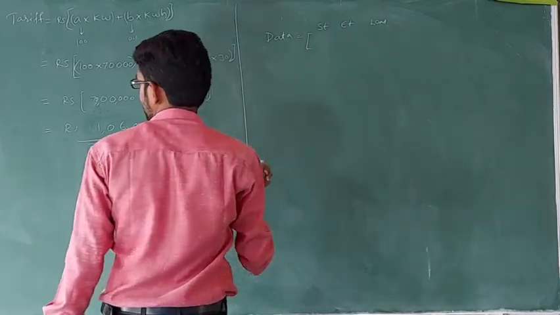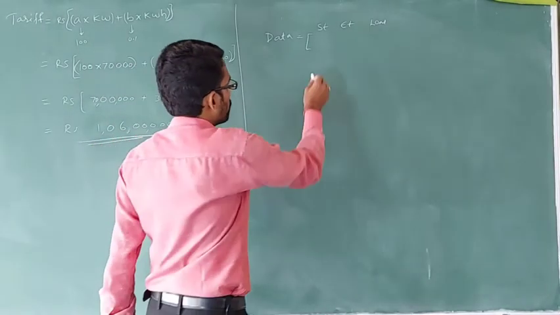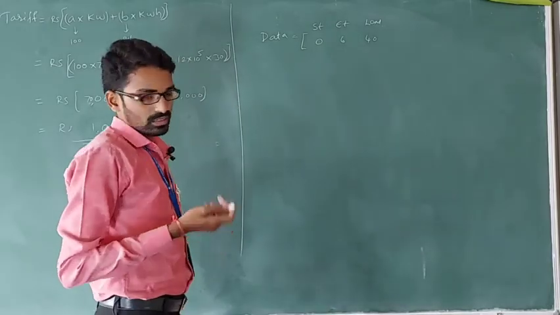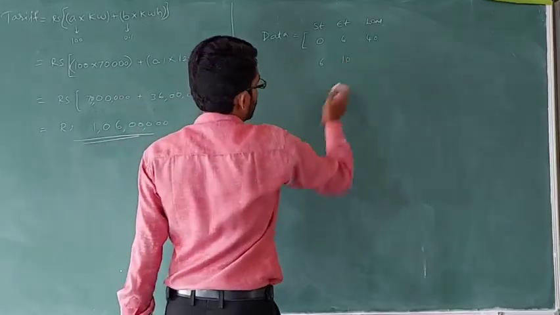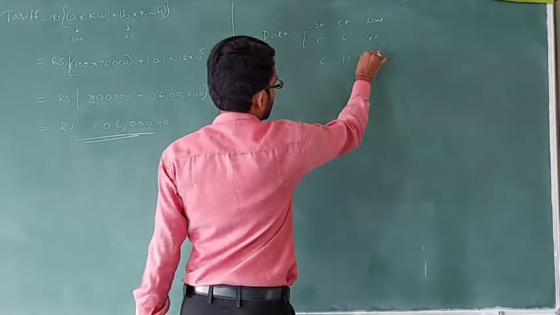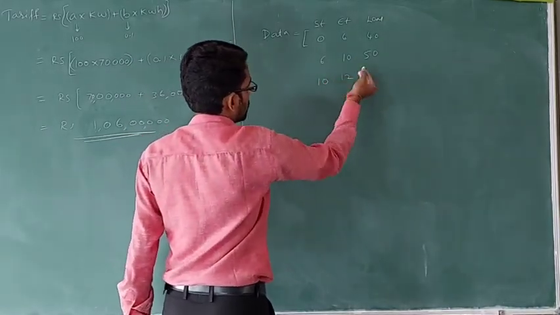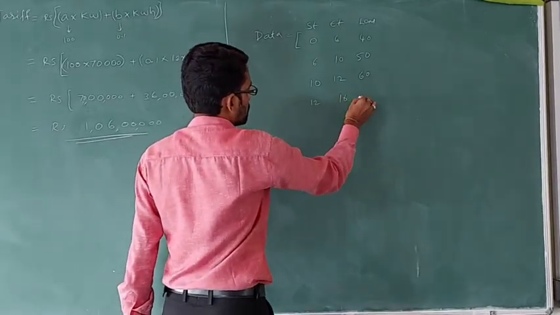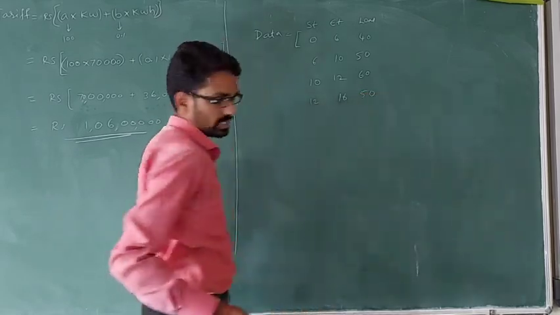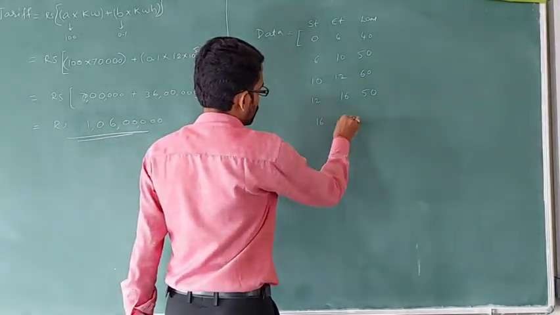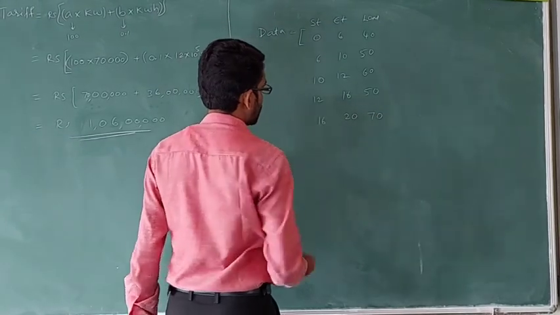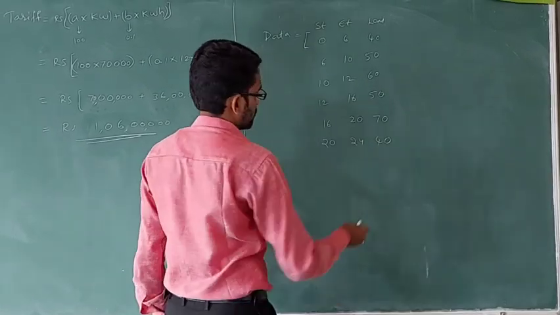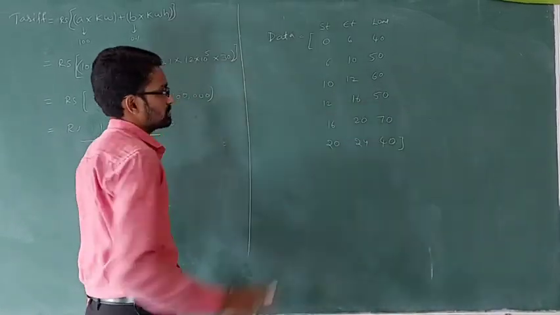So starting time is given here as 0 and 6. How much load is given? 40. And then 6 to 10, how much load is given? 50. And 10 to 12, how much is given? 60. And 12 to 16, again it is 50. 16 to 20, how much is it? 70 megawatts. And 20 to 24, it is 40 megawatts. So these are the data, it is a data function I am considering.